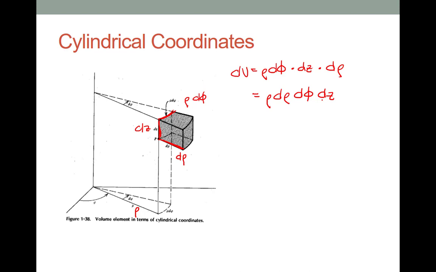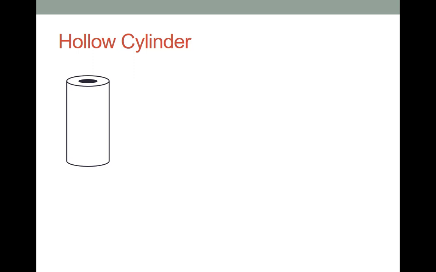Okay. Now, remember, for this figure, the radius was given as rho. When we do our calculation of moment of inertia, I'm going to change the radius variable back from rho to r because I need rho for density. Okay, so let's find the moment of inertia of this hollow cylinder.